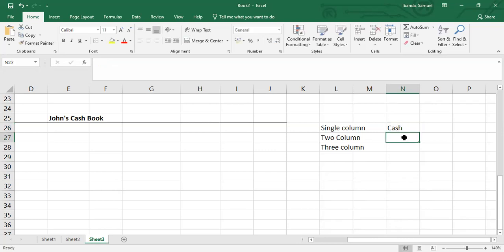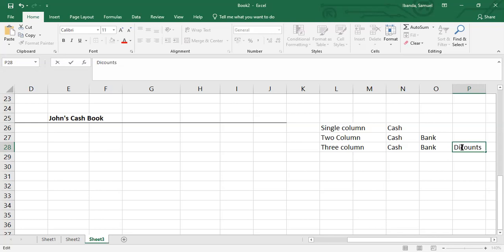That is why we call it single column. Then the two column has a cash column and then a bank column, okay? That is what happens. And then the three column cash book has a cash, bank, and then discount column. Okay? That is what happens with the three columns.